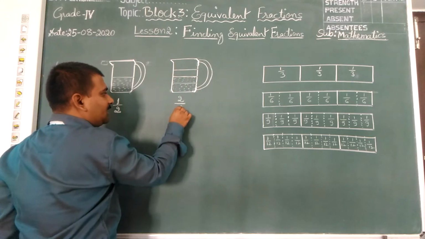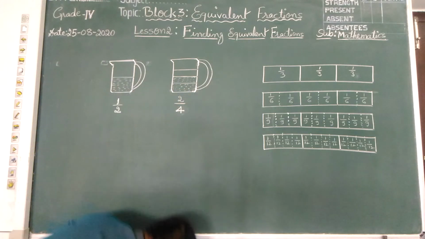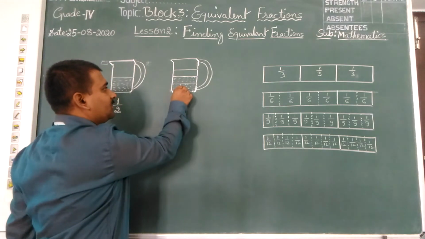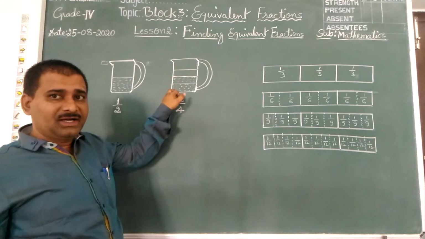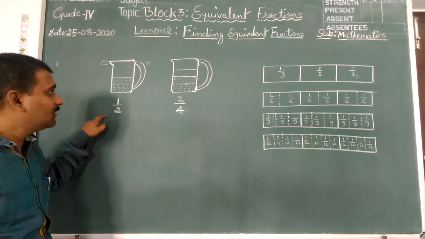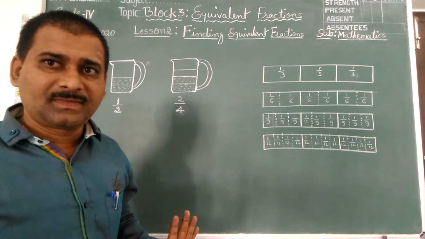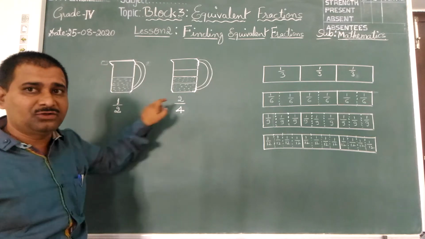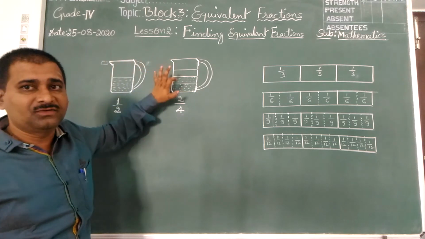Here there are 4 parts, divided into 4 parts. In this, 2 parts of water are filled. So 2 divided by 4. 2 parts are filled here, 2 by 4. Only 1 part is filled here, 1 by 2. Children, the amount of water is the same. So because we are getting 1 by 2 and 2 by 4, the reason is this is divided into 2 parts and this is divided into 4 parts.